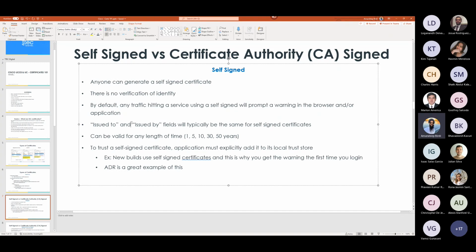One other thing that will tell you if it's self-signed versus publicly signed or public CA signed is the issued to and issued by fields. When you look at those in a cert, they'll be the same. If it was public CA signed, those in theory should be different. They should never be the same. They should be different. And with a self-signed cert, you can define the length, right? So it could be 1 year, it could be 5 years, it could be 10 years, 30, 50, 100, whatever you want, right? You can define however long the cert is valid for.